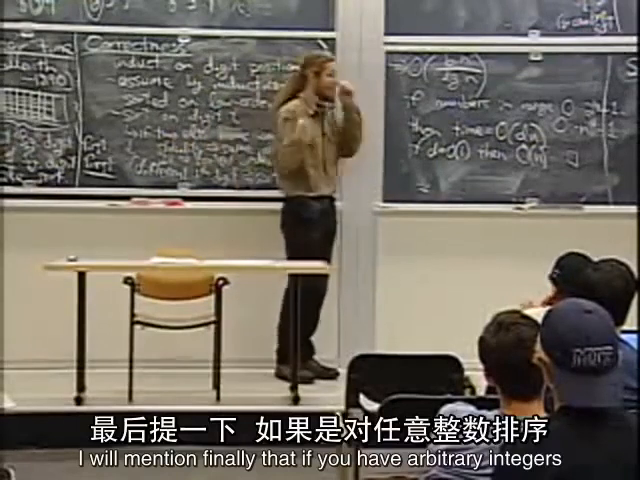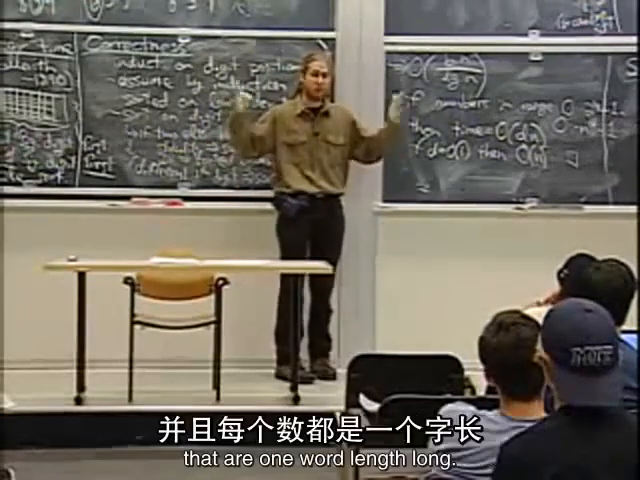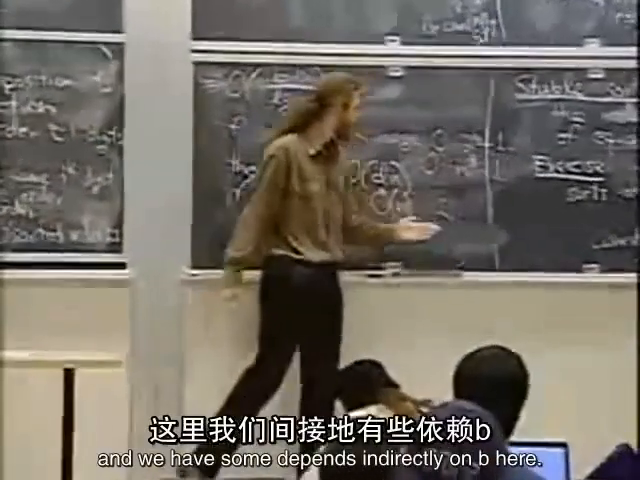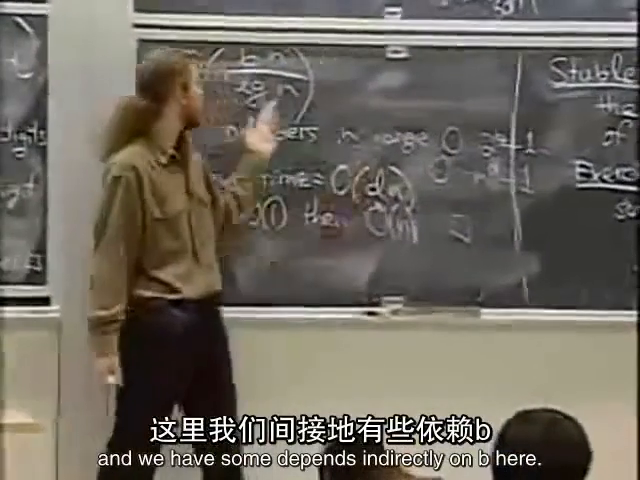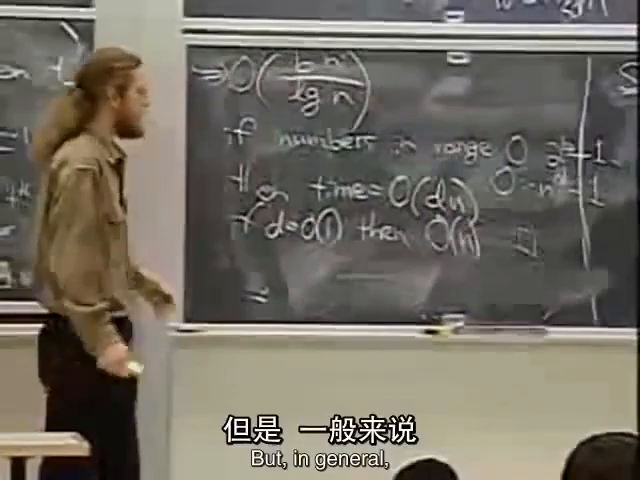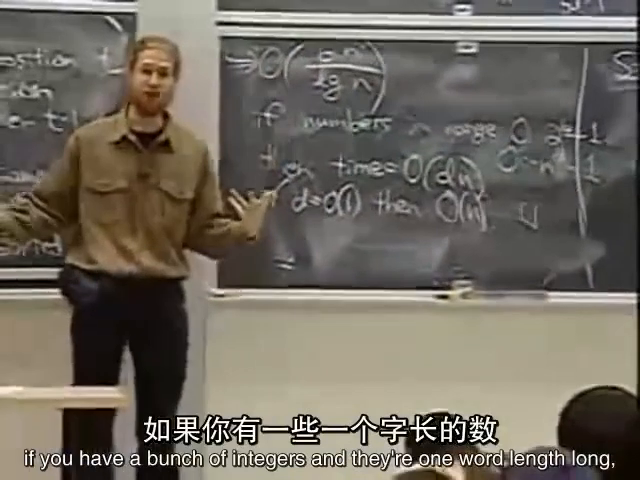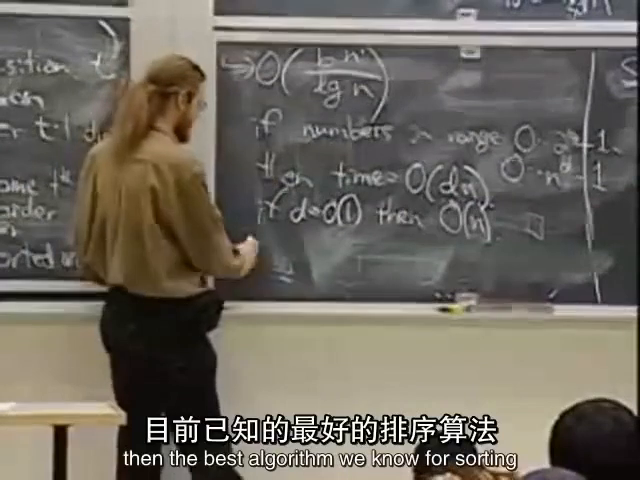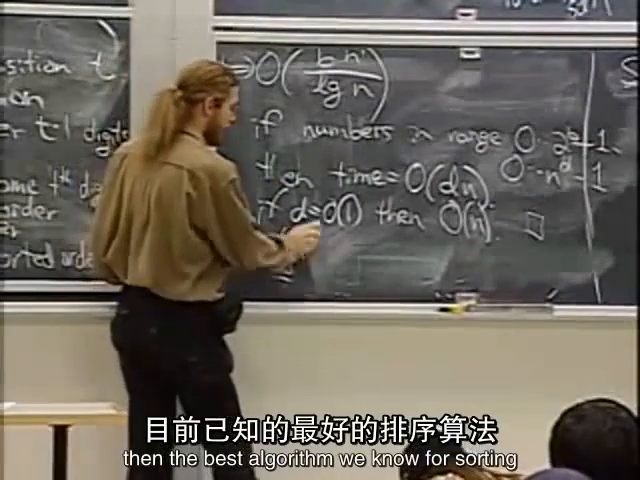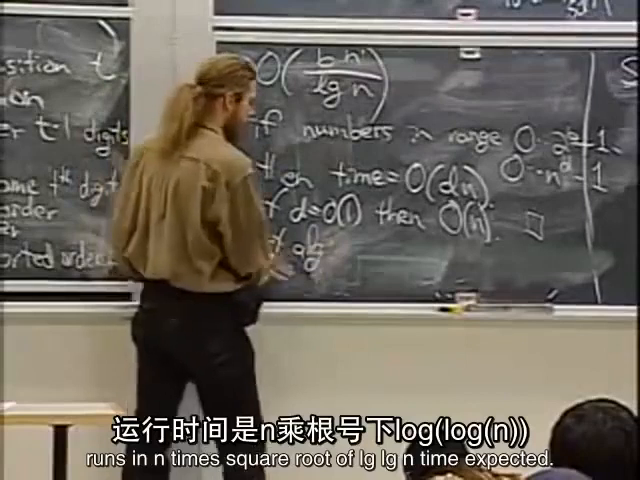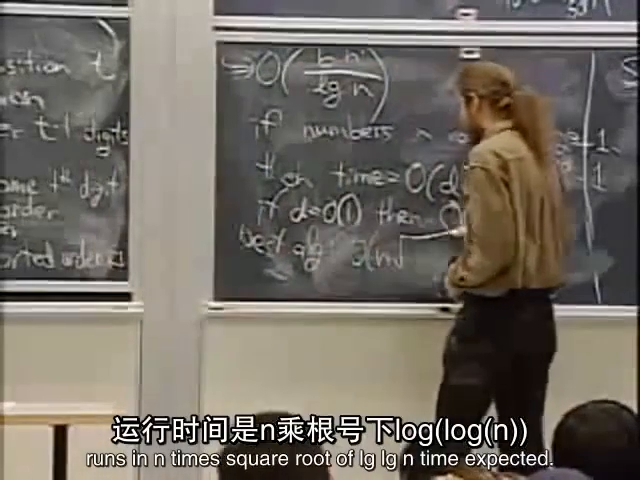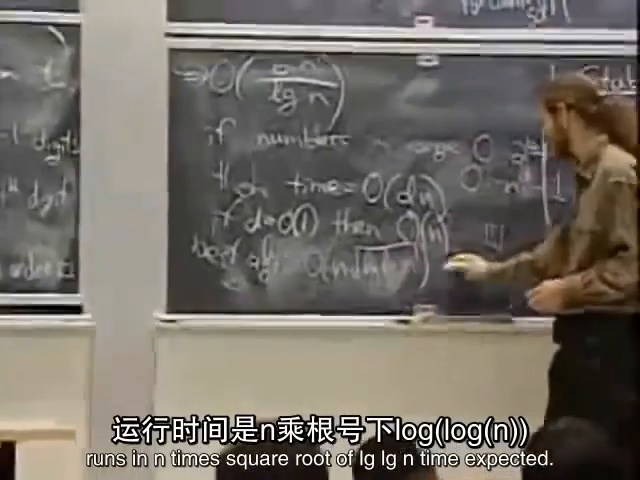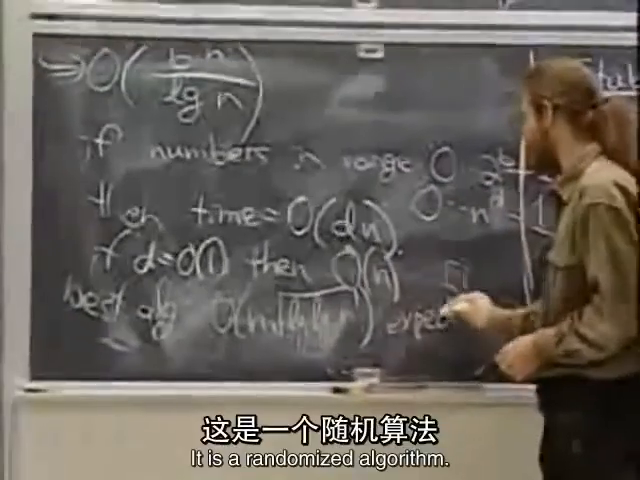I will mention finally, if you have arbitrary integers that are 1 word length long, so here we're assuming that there are b bits in a word, and we have some dependence indirectly on b here. But in general, if you have a bunch of integers and they're one word length long and you can manipulate a word in constant time, then the best algorithm we know for sorting runs in n times square root of log n time. We will not expect it, sorry. So it's a randomized algorithm.